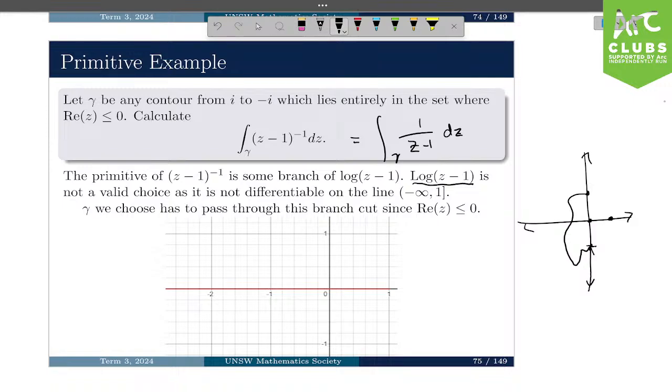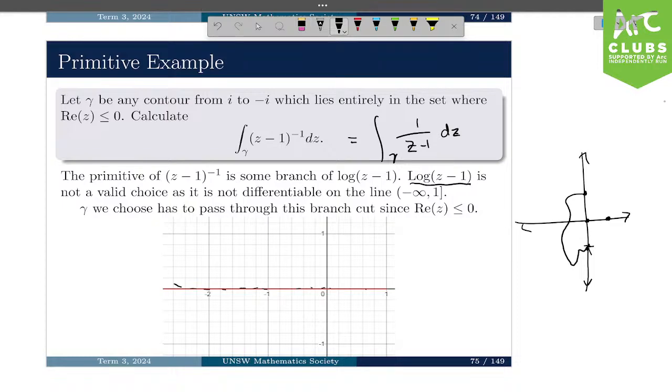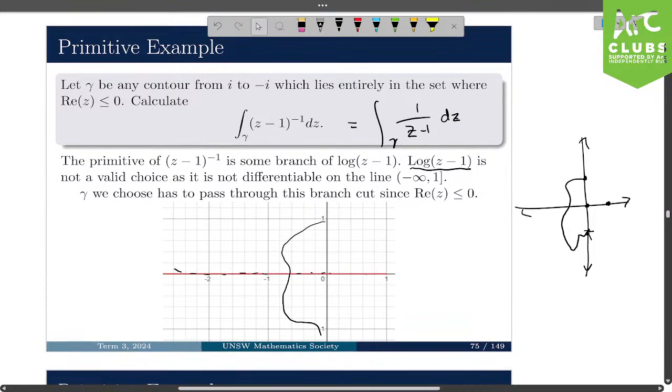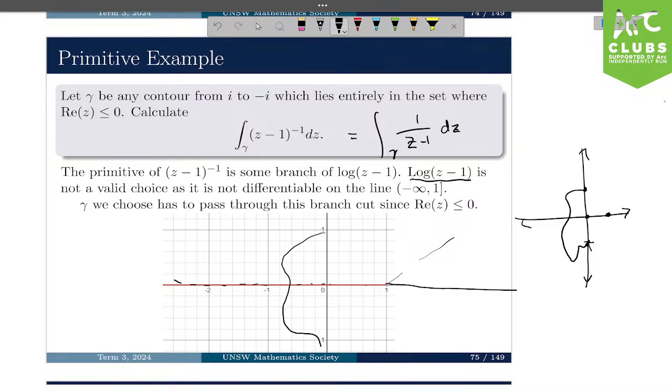The derivative of that will be 1 over z minus 1. But it's not a valid choice, because this function log of z minus 1, as you know, is not analytic or holomorphic along this ray that extends to the left of 1. But our contour gamma has to pass through that ray, so we can't use it. That means we have to use a different antiderivative, namely a different branch of log. So we just need to choose a branch of log which has a branch cut that doesn't intersect with our path, preferably one extending in this direction.